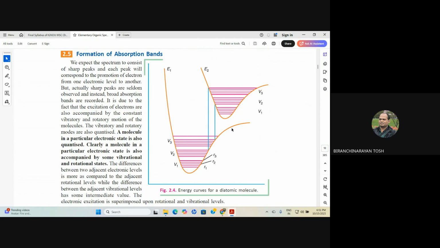So three types of motion: translational, from one point to another; vibrational, through the mean position it will vibrate or oscillate; and rotational, it will rotate around its own axis. Can you tell which motion requires more energy? Translational motion requires more energy, or vibrational or rotational?